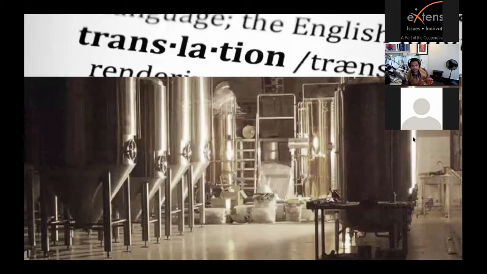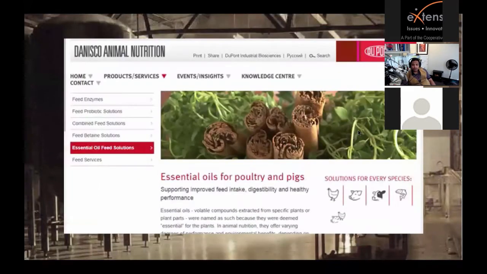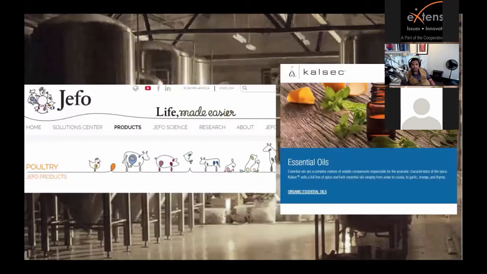So research is getting translated to the industry levels. Now we have products available which are being investigated at the industry level by big players in the market like Cargill. Move to the next slide, please. Danisco, DuPont has their own essential oils for poultry and eggs. Move again to the next slide.